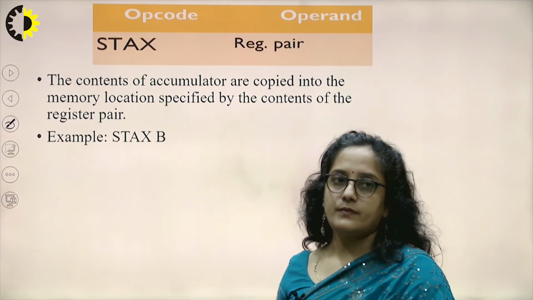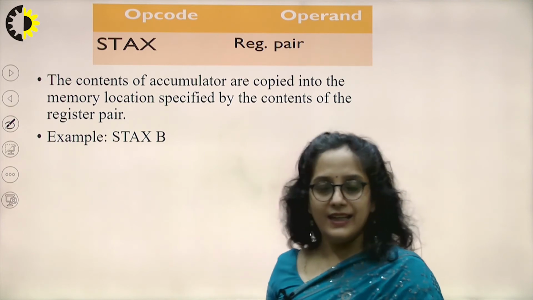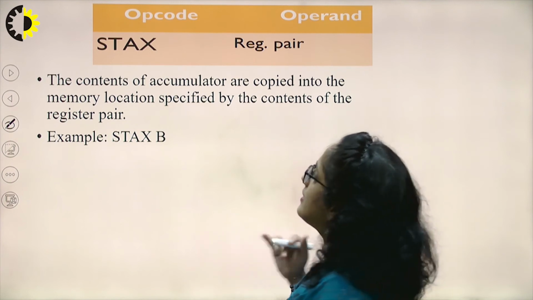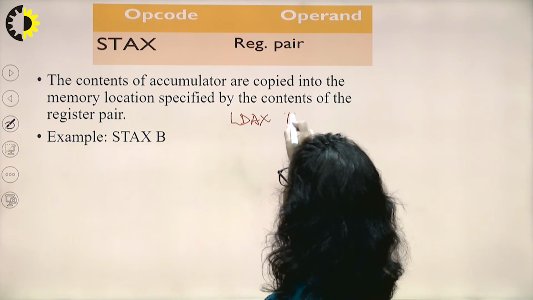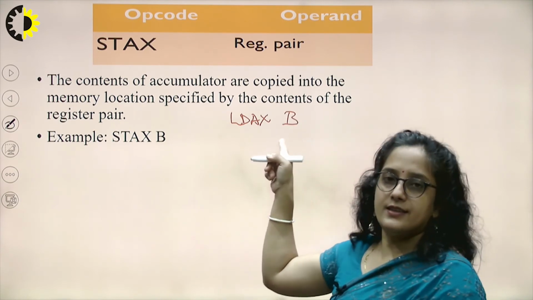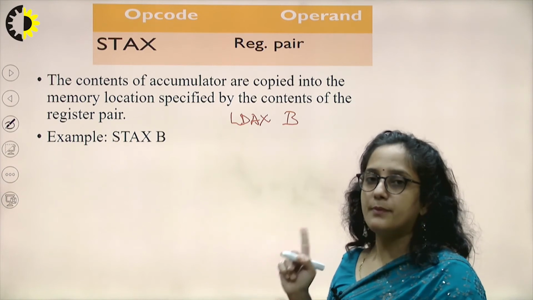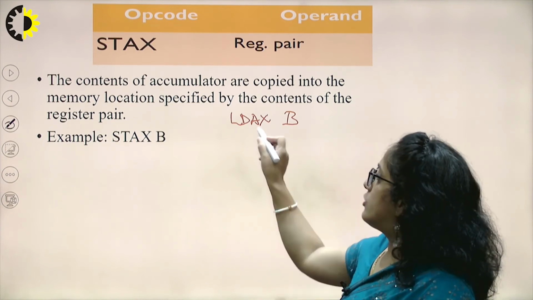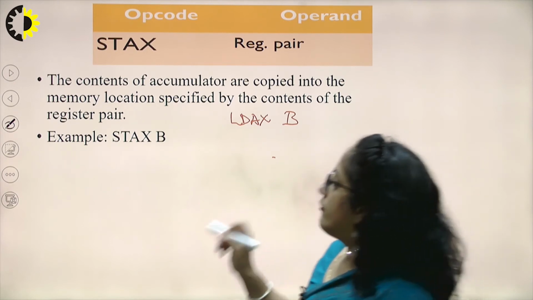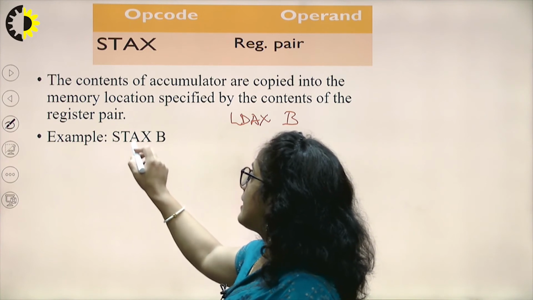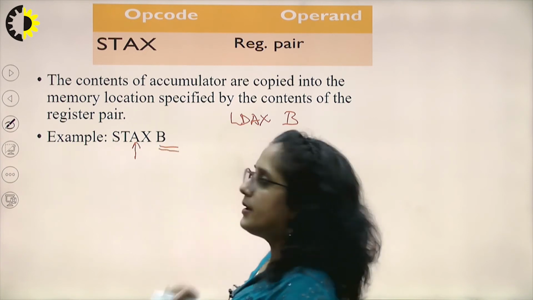Okay. Next is STAX register pair. Like LDAX, here it is STAX. In the case of LDAX, the content of the BC register becomes the address, and whatever data is stored at that particular address gets copied to the accumulator. Now we are going to do the reverse operation, that we are copying the content of the accumulator to the address which is specified by the BC register.